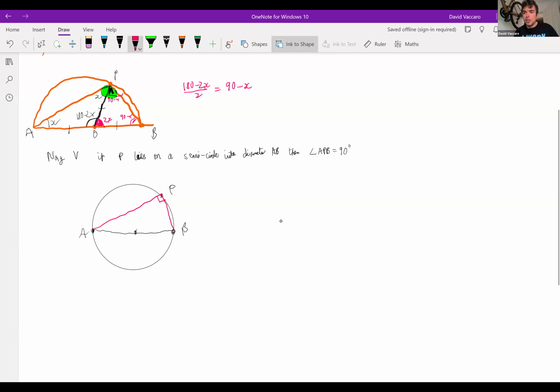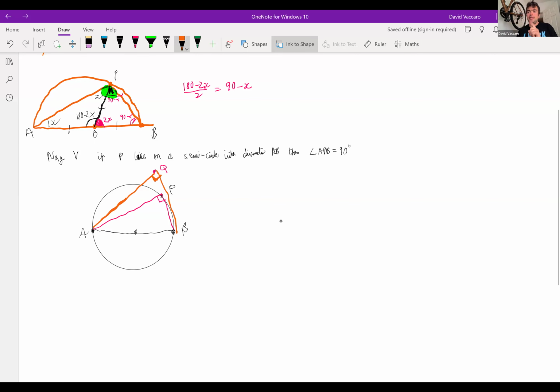But what the argument does not yet show is that there could be points that are not on the circle that also satisfy the locus. So Nagvi's argument on its own doesn't show that there might not be some point Q outside of the circle, but which nevertheless is such that the angle AQB is 90 degrees.